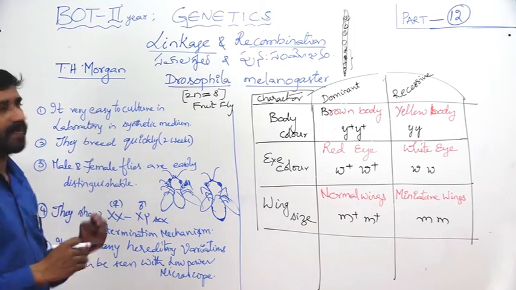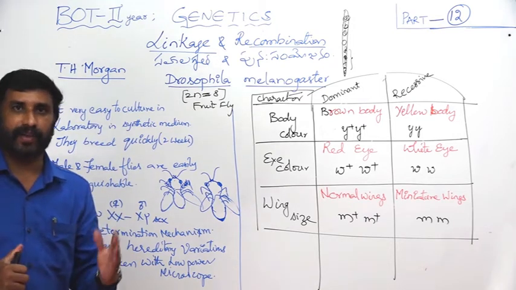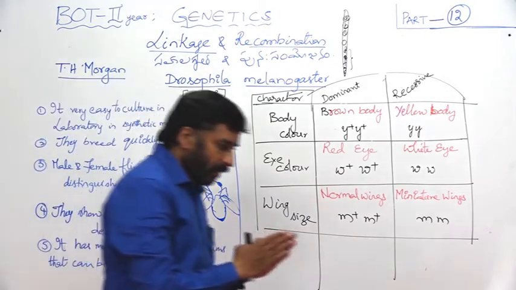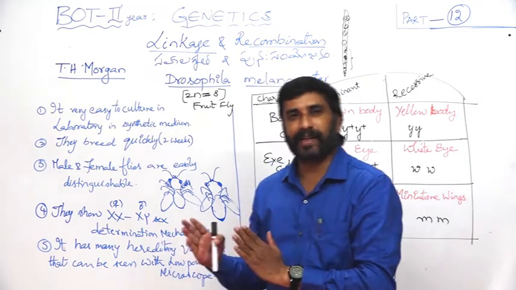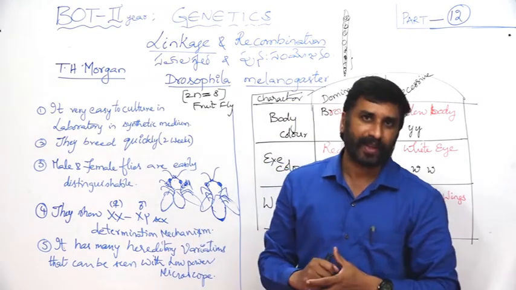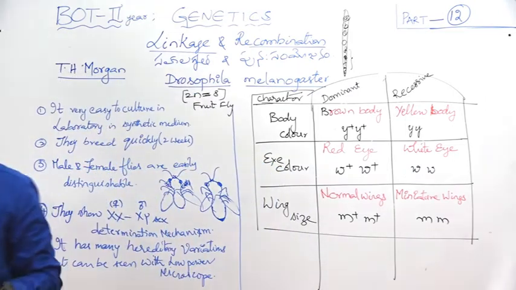So for the phenomenon of linkage, whenever linkage is there, you will not find any Mendelian ratios. It is very difficult to find Mendelian ratios. Why? Because the linked genes will not assort independently.